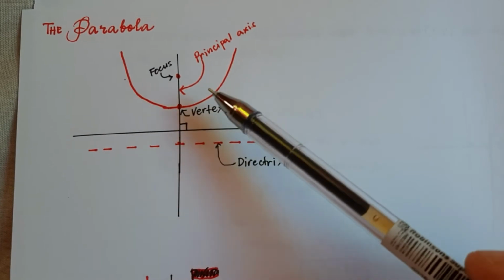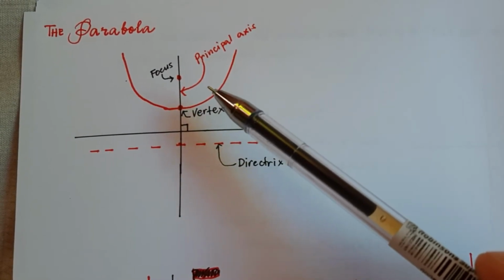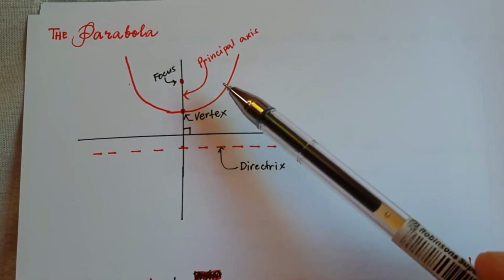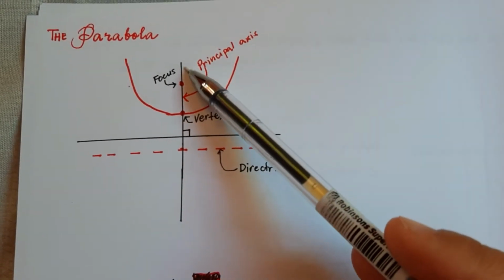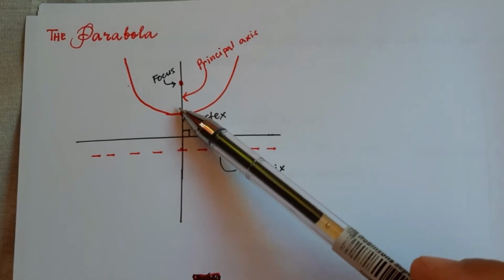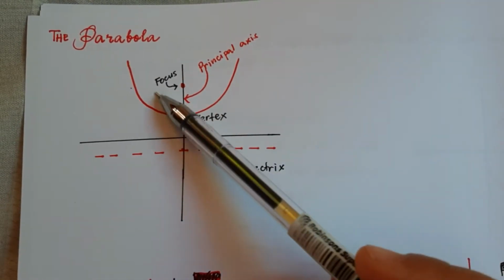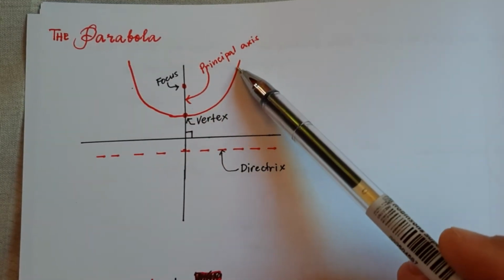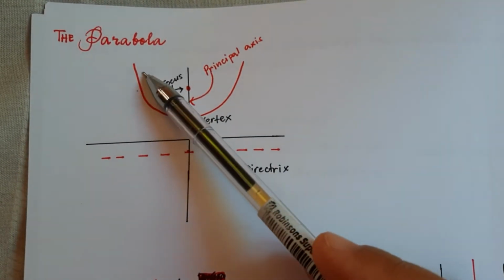And fifth, the curve is symmetric about the principal axis. So, kung ito yung principal axis, symmetric siya sa sarili niya. So, para siya nagmi-mirror. So, kung ano yung itsura dito, syempre, yun din yung itsura sa kabila.